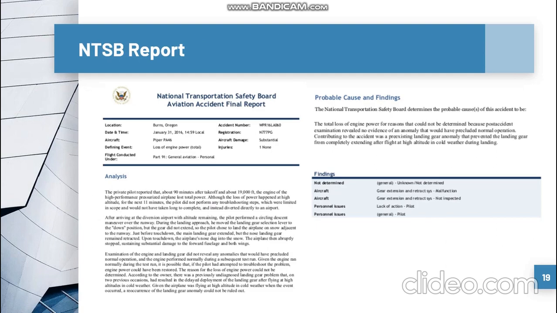So this is how an NTSB report looks. First of all, we are given the details of the location where the accident occurred, its date and time, what the aircraft was, and what the event was: accident number, registration, aircraft damage, injuries, etc. Then the full analysis of the accident is given in the report, with its probable cause and findings.